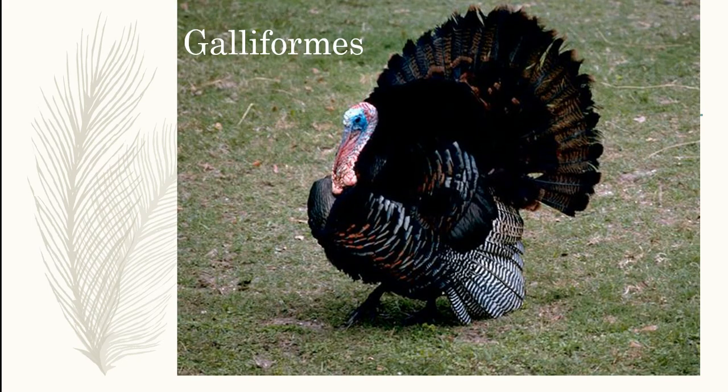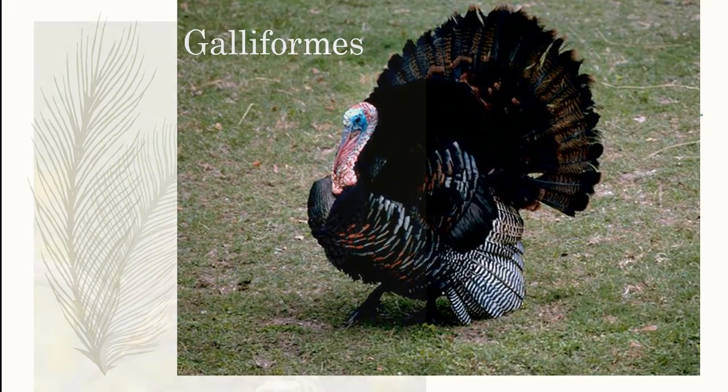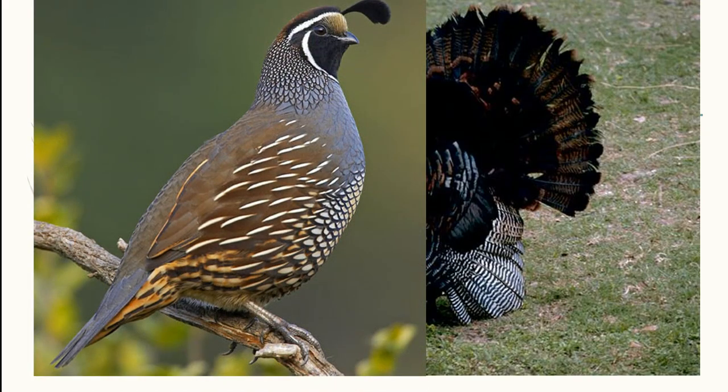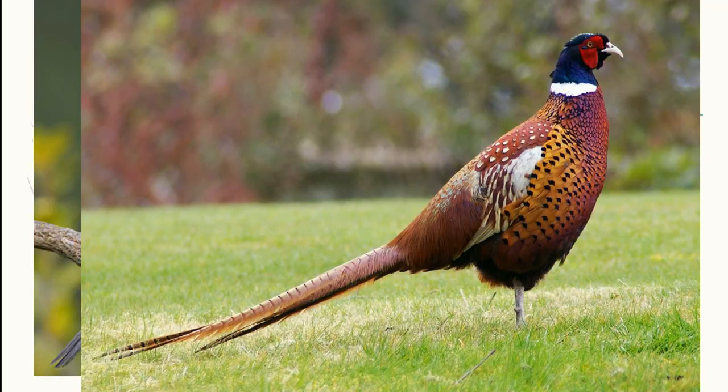The Galliformes right here, we've got our turkeys and our quail. That's a quail. You can tell by that little thing on the top of his head. That is also a game bird. Both of these are quite delicious. And here is our pheasant, also supposedly good eating. Look at the plumage, beautiful. The grouse belongs to this group as well. We talked about that when we were talking about the feet.